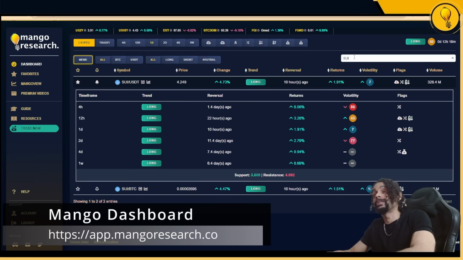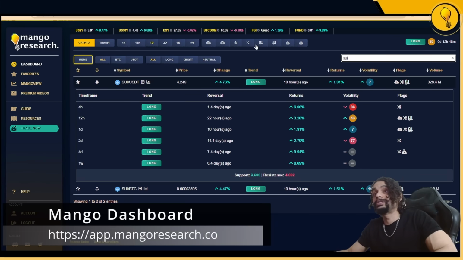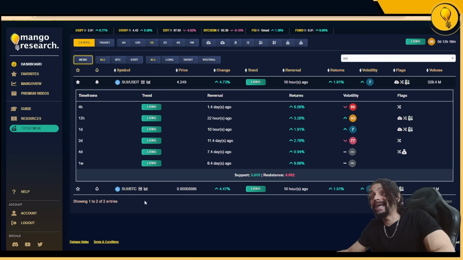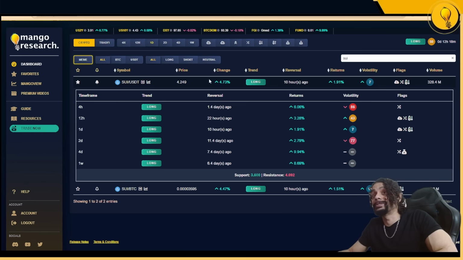Right here, we're starting with the dashboard. Remember, you can find the dashboard at app.mangoresearch.co. All you need to do is come up over here, filter out Sooie, and we have Sooie USDT as well as Sooie BTC. Now, we're going to be focusing on the Sooie USDT pairing over here, and you're going to see that over the last 24 hours, we have a lot of developments on this trend and volatility profile, right?